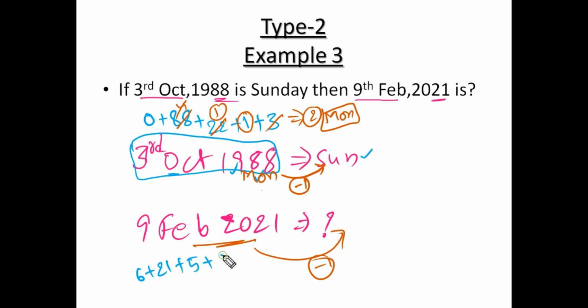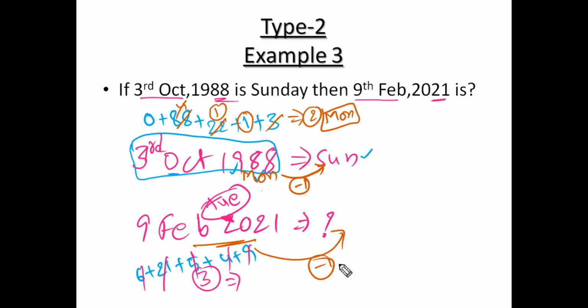February? 4. Plus 9. Okay, 21 directly cancelled. Next, 9 plus 5 is 14 directly cancelled. 6 plus 4 is 10. 10 days consists of 3 odd days. Based on 3, if 3 odd days are there, 0 Saturday, 1 Sunday, 2 Monday, 3 Tuesday. So actually this is Tuesday. Actual day for this one is Tuesday.